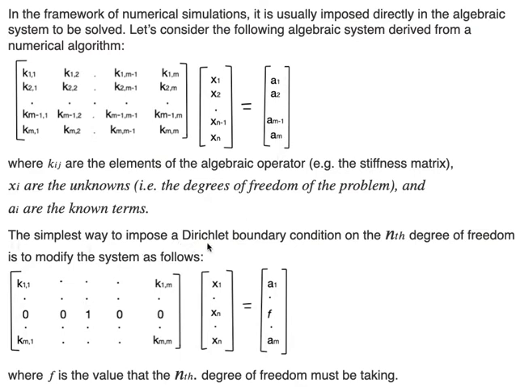The simplest way to impose Dirichlet boundary conditions on the nth degree of freedom is to modify the system as follows. So k11 up to k1 m, and the nth row is somewhere in between, with 1 and 0 0 in that row. Then km up to kmm, multiplied by x1, x2, up to xn, and so on. So a1, and for the nth row, the force f, up to am, where f is the value that the nth degree of freedom must take.